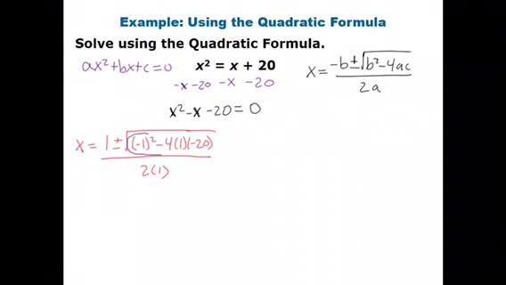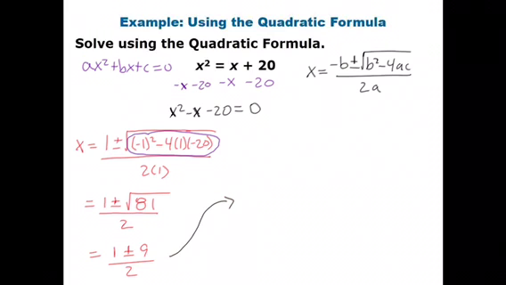Well, I'll go ahead and evaluate what's underneath the square root. So negative 1 squared is 1. Negative 4 times negative 20 is a positive 80, so 1 plus 80 is 81. So right now I know I have 1 plus or minus the square root of 81 all over 2. Well, the square root of 81 is just 9, so that means I have 1 plus or minus 9 over 2. At this point, I need to create my two equations. So I've got 1 plus 9 over 2, and 1 minus 9 over 2.